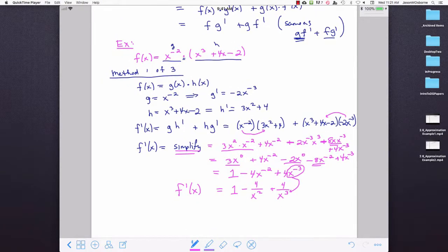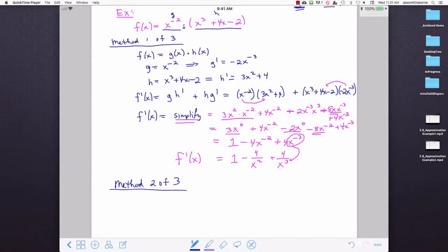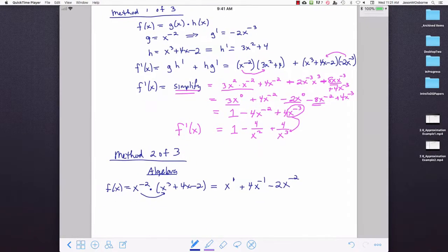Okay. The second method, if you didn't want to use the product rule, method 2 of 3, you could have just done some algebra first. You could have done algebra on the original function. The original function was x to the negative 2 multiplied by x cubed plus 4x minus 2. You could have distributed, done some algebra on the function first. That would have been x to the first power plus 4x to the negative 1 power minus 2x to the negative 2 power by distributing.